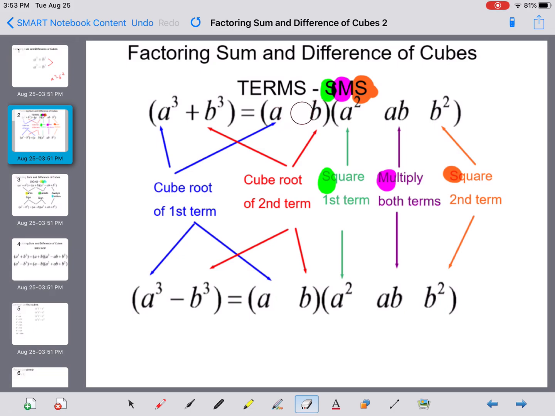Once you have these two, again we're going to deal with signs in a minute, you want to say S. So this is what the S up here means. We're going to square the first term, so we get a squared. And then we're going to multiply the two, so a times b is ab, a times b is ab. And then we're going to square the second piece, so b squared. And so we end up with SMS, or square, multiply, square. That's how we're going to develop our terms, and we do our terms first.